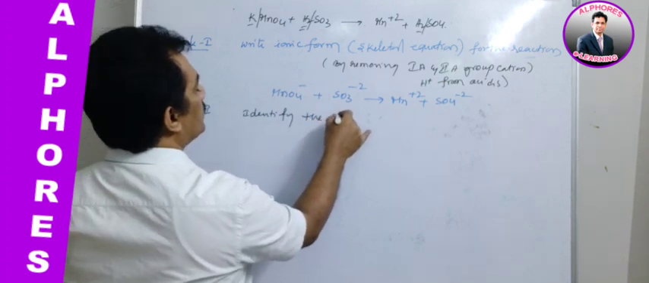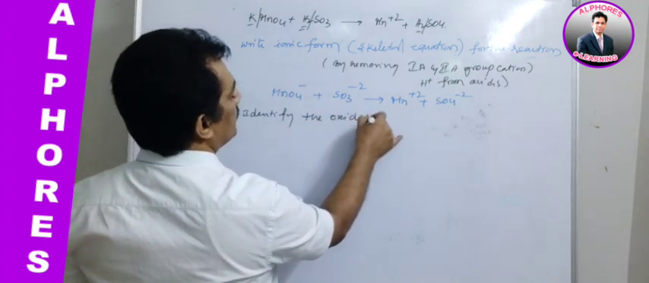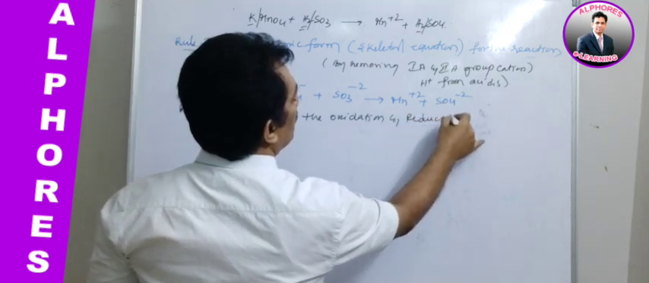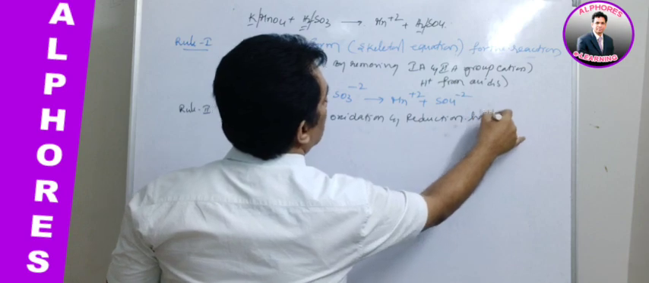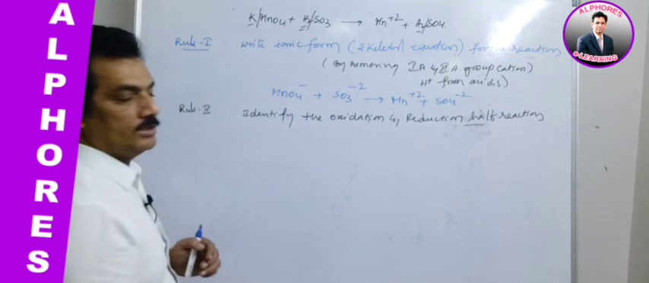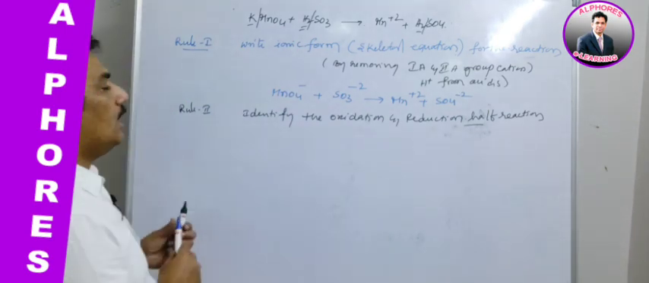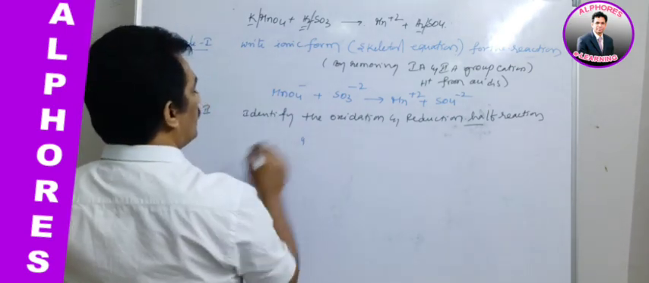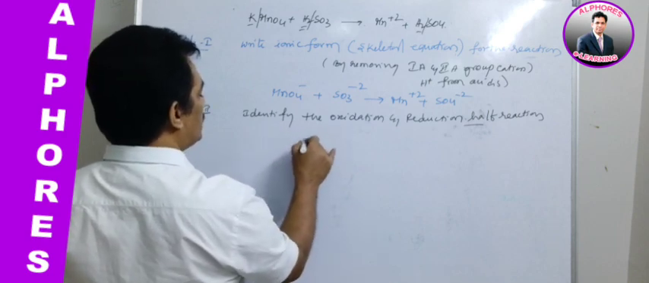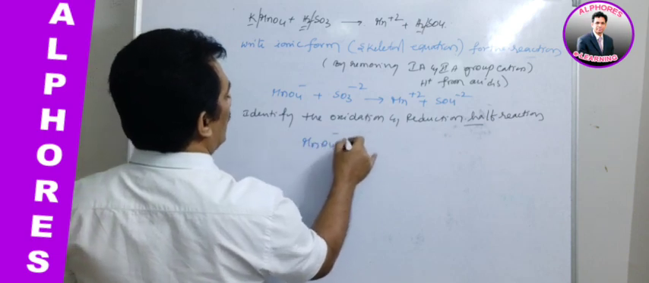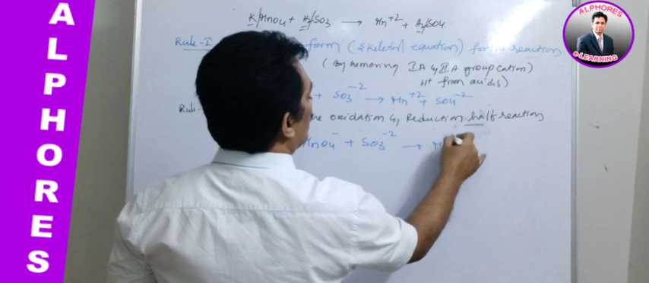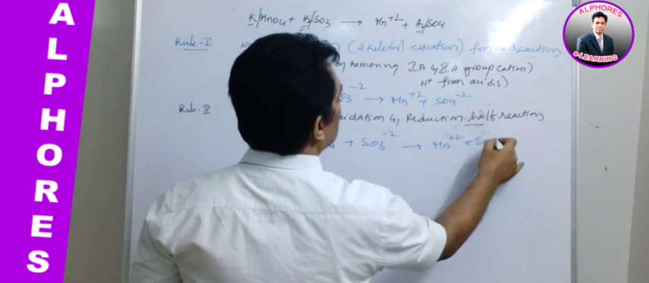the oxidation and reduction half reactions. Oxidation and reduction half reactions. And how to identify? Already we know an increase in oxidation number is oxidation, a decrease in oxidation number is reduction. Is it not? And now let us consider the oxidation number change. What is happening to oxidation number of different chemical species?